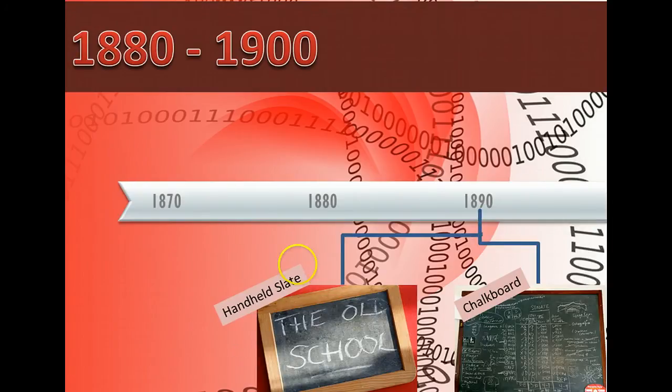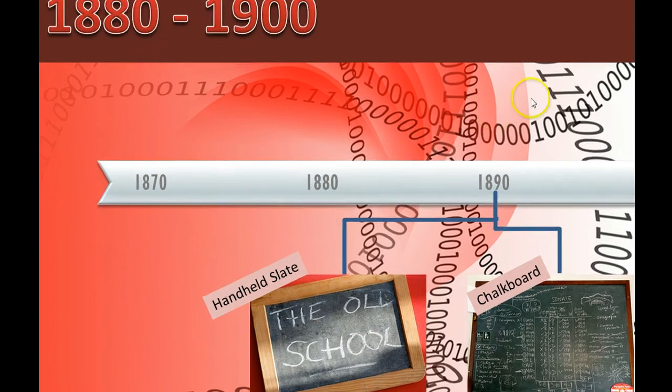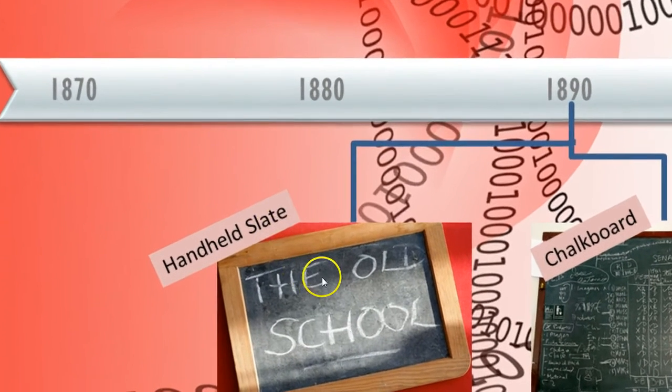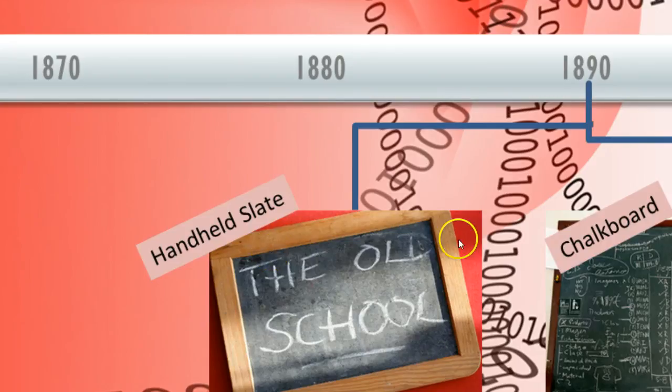Around 1880 to the late 1800s, the typical school classroom was a one-room classroom with students who held a handheld slate with a piece of chalk where they would write their notes. And the students were expected to memorize everything they wrote down on this slate in order to master their lessons.